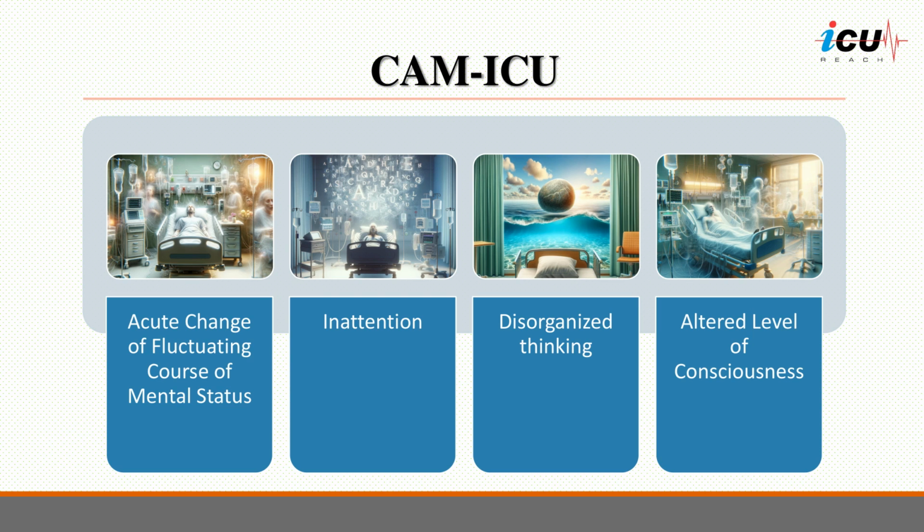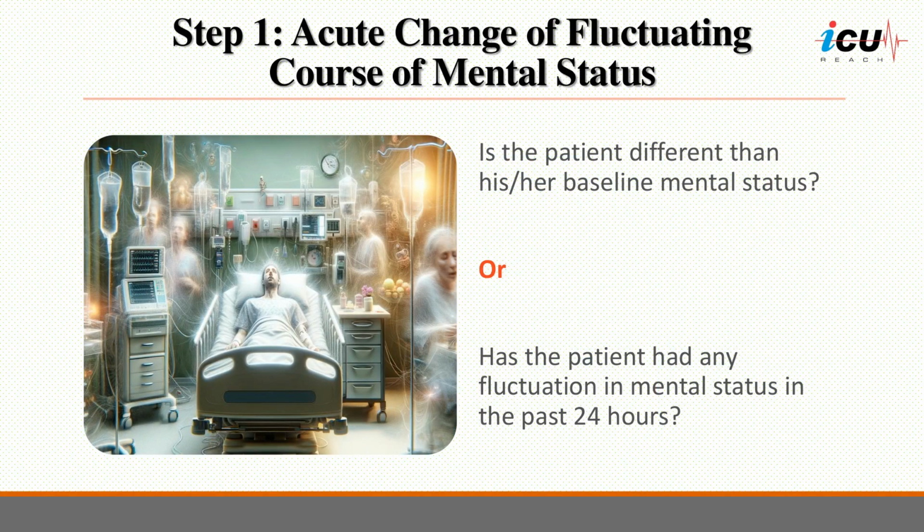Let's go into the details of the CAM-ICU in 4 simple steps. The first step is assessing for fluctuation or acute change of mental status. You would do this by asking the question, is the patient different than his or her baseline mental status? Or, has the patient had any fluctuation in mental status in the past 24 hours, as evidenced by fluctuation on a sedation level of consciousness scale, such as RASS, or a change from previous delirium assessment? If the answer is yes to either of the previous questions, then proceed to the next step. If the answer is no to both questions, then the patient does not have delirium, and you can stop here.